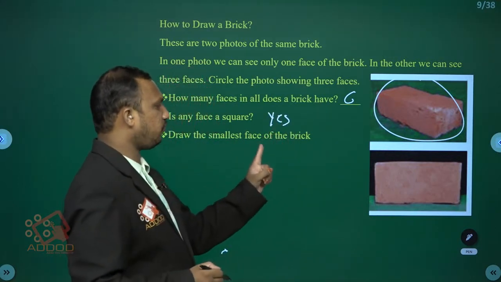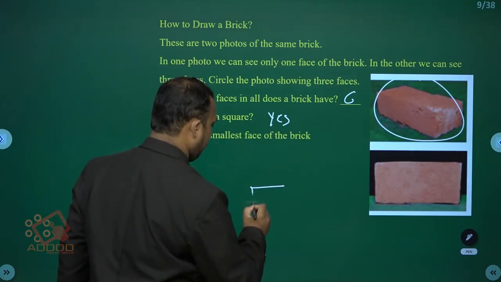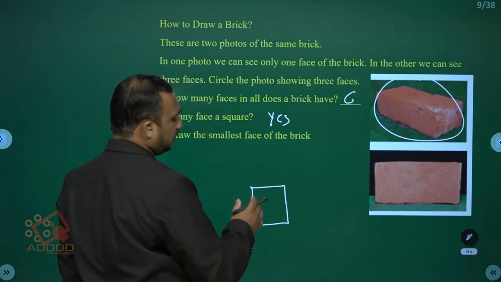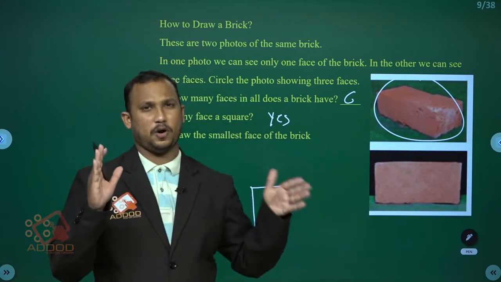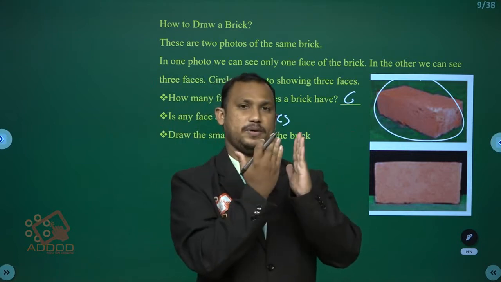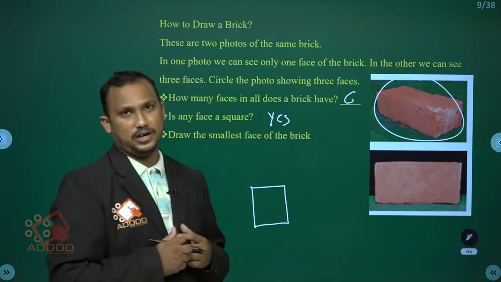Draw the smallest face of the brick. Why? Because this is this side. If you see the brick, this side is the smallest one. Why? Because the top and bottom will be rectangle shape, and this side is the very smallest one. That's why I draw it like this.